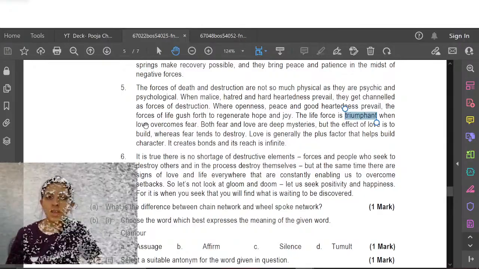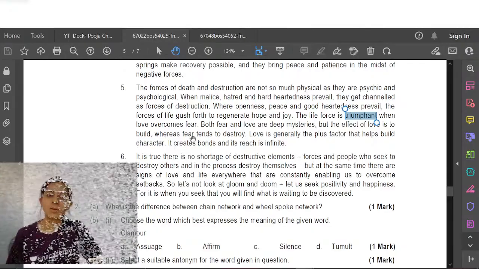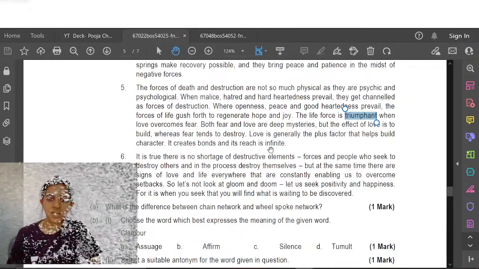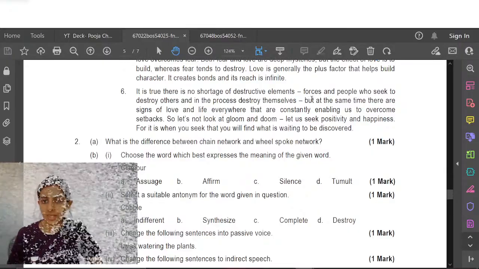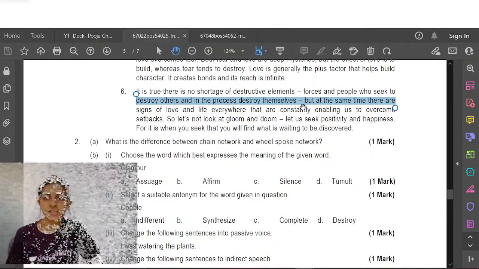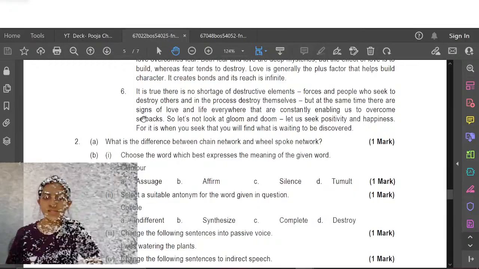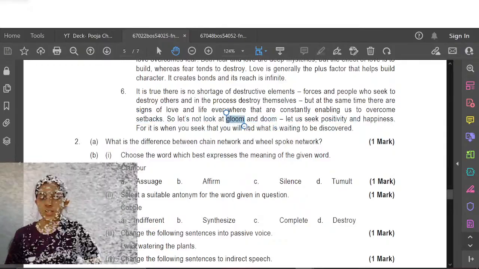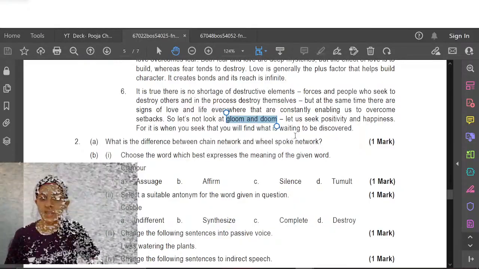Triumph means victory. When love overcomes fear, both fear and love are deep mysteries, but the effect of love is to build, whereas fear tends to destroy. Love is generally the plus factor that helps build character. It creates bonds and it reaches infinite. It is true, there is no shortage of destructive elements, forces, and people who seek to destroy others, in the process destroying themselves. But at the same time, there are signs of love and life everywhere. They are constantly enabling us to overcome setbacks. Setbacks means backdrops. So let's not look at gloom and doom. Again, you learnt a new idiom, gloom and doom. Let us seek positivity and happiness, for it is when you seek that you will find what is waiting to be discovered.